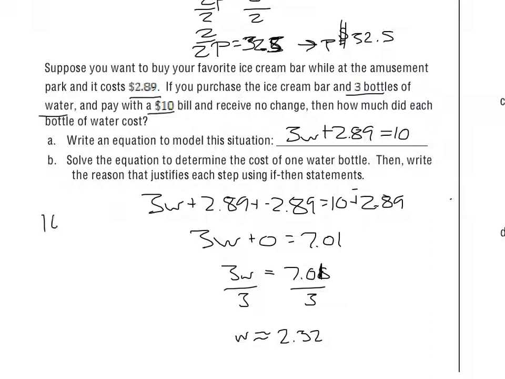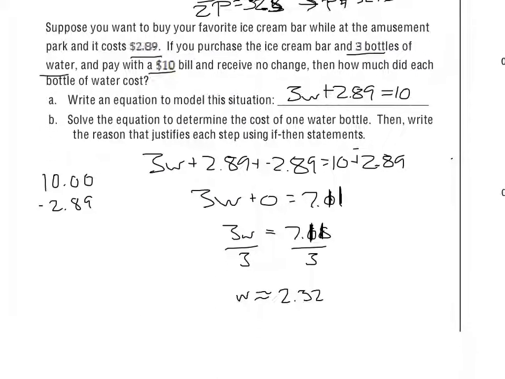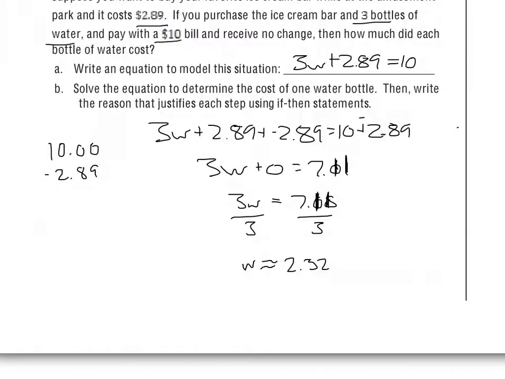Make sure you're lining up your decimals. $10 minus $2.89 is going to give us $7.11. So I had some missed math there. And when we calculate that out, that should give us $2.34.